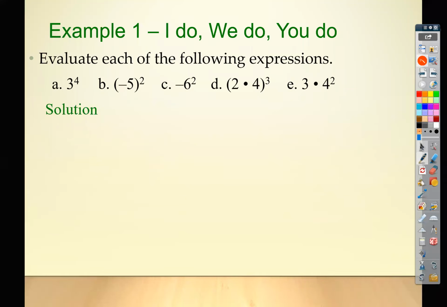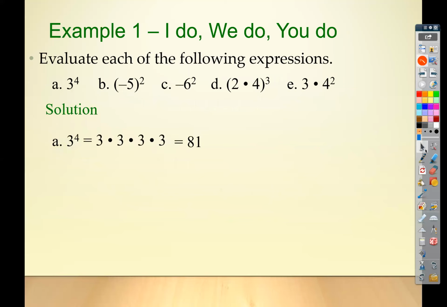Okay, so number 1, I do, we do, you do. All right, so evaluate the following expressions. A, 3 to the 4th. So we would write that 3 times 3 times 3 times 3, which is 81. B, (-5) squared is -5 times -5, which is a positive 25.